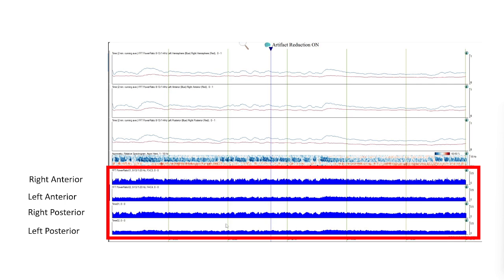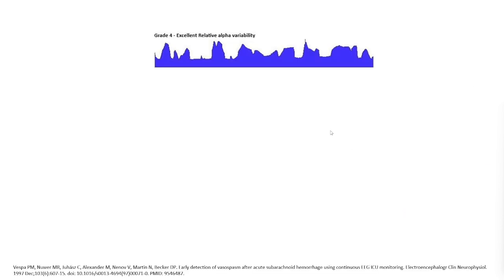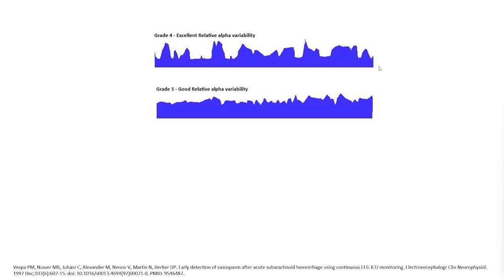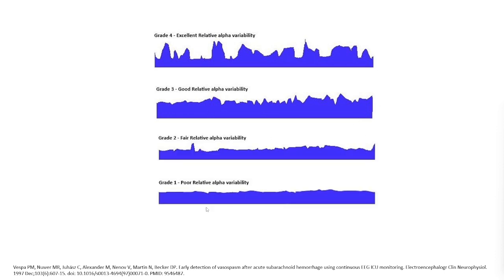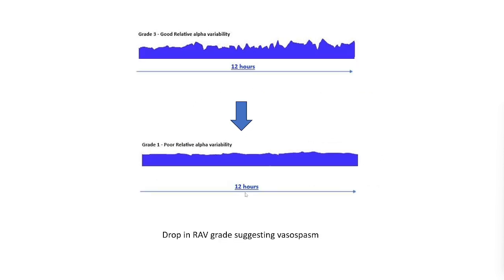Separate location-based RV trends can be made for each hemisphere, quadrant, or 6 subdivisions including the right and left frontal, centrotemporal, and parietooccipital regions. RV is qualitatively graded by visually inspecting the histograms of 8 to 12 hours long segments. The grades include excellent, good, fair, and poor variability and compared against a baseline. A new and persistent drop in RV grades is concerning for diffuse cerebral ischemia.